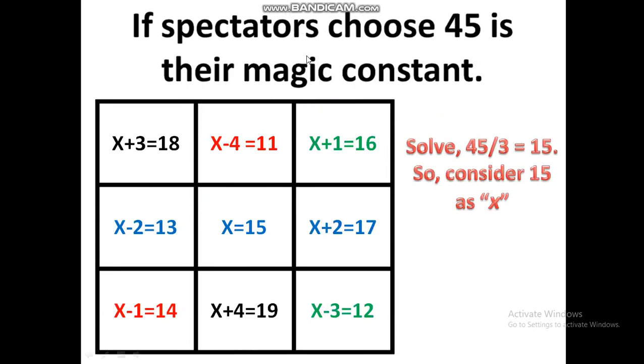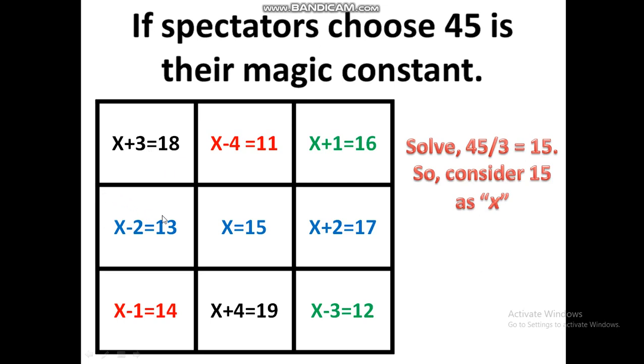Okay, if spectators choose 45 as their magic constant, solve 45 by 3, that is equal to 15. So consider 15 as x. So here we fill in place of x, that is 15, and there x minus 4 is 11, then x plus 4 is 19. Accordingly, we can fill according to the questions that arise from the audience, spectators or Prachakas.